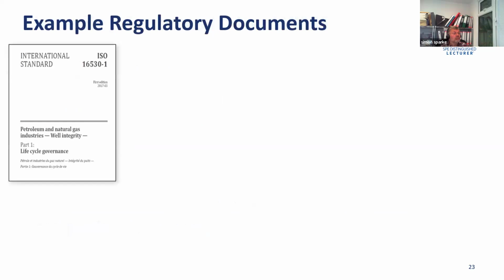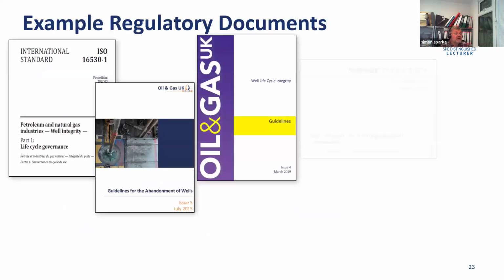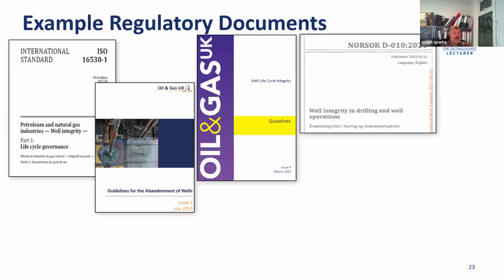so we have some example regulatory documents: ISO standard, guidelines for abandonment, Oil and Gas UK, NORSOK D-010, and on it goes. And we then have more regulatory documents, wellhead pressure management or sustained casing pressure. There's lots of documents around to help us.